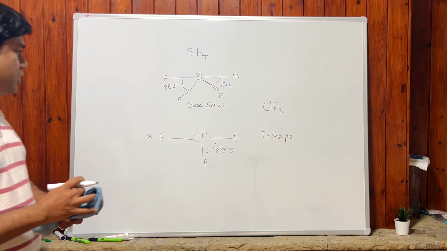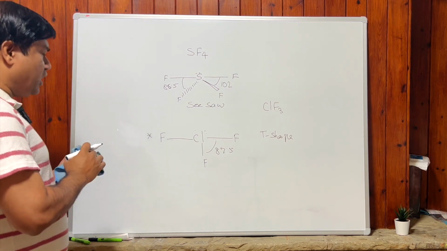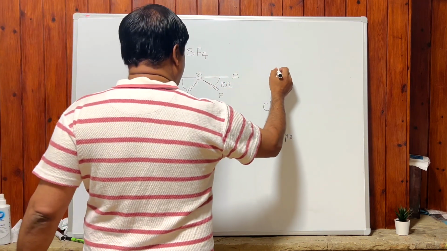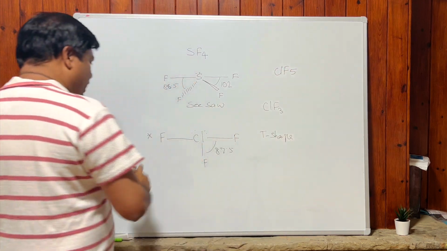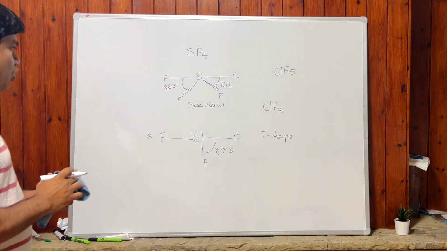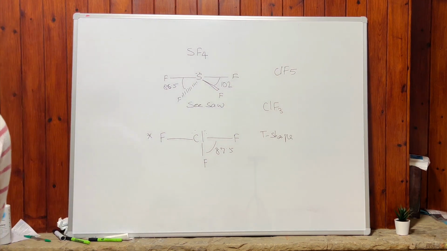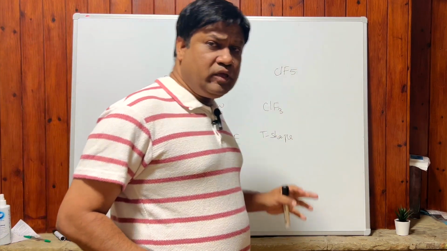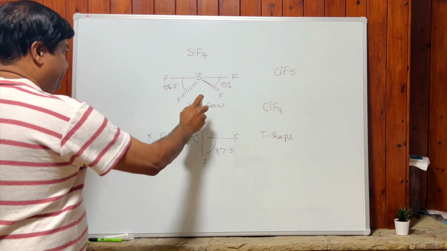Now some more molecules like chlorine pentafluoride, like chlorine trifluoride. In the same way, chlorine pentafluoride. Look at the shape and bond angle of chlorine pentafluoride. Let's see the bond angle and shape of the chlorine pentafluoride.